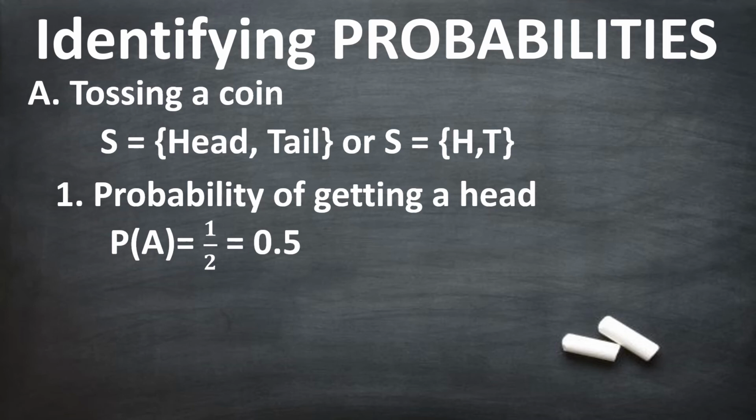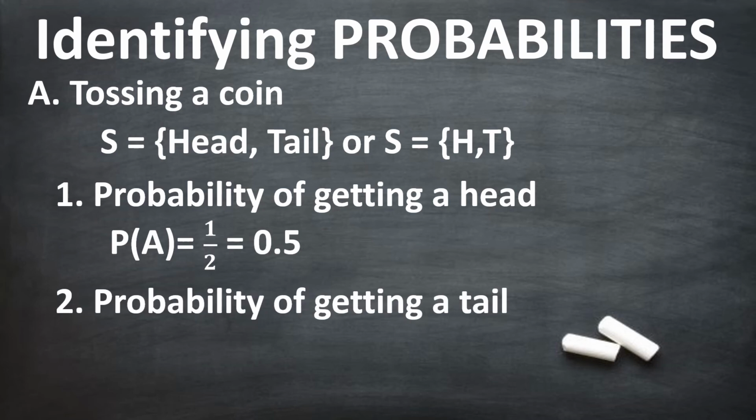That's why I use probability of A. But you can use any other letters or any other variables. If you want to use probability of B first, or probability of C, or the initial of your crush, then you may do so. Let's have another event.